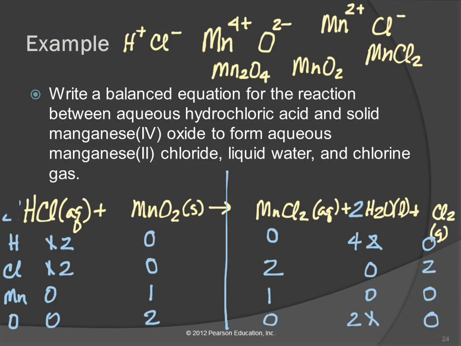So I'm going to erase this 2 and make that a 4. That gives me 4 hydrogens and 4 chlorines. Now I've got hydrogen and manganese and oxygen taken care of, right? You can look and double check. Now we're going to go finish up with chlorine. On the left I have 4 chlorines, and on the right I have 4 chlorines. They took care of themselves. That happens a lot. The last guy takes care of himself. So there's our balanced equation. Any questions?